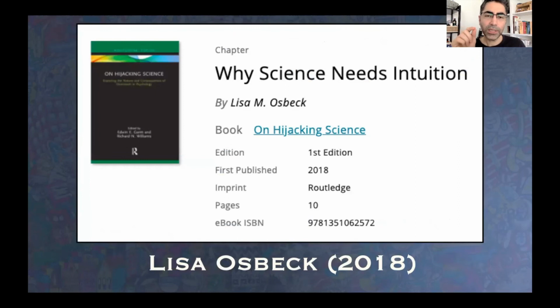A recent book chapter that I read is also non-empirical. It's just a theoretical contribution. It's really good. It's a chapter titled Why Science Needs Intuition. It has a really strong historical dimension, about the history of the treatment of this concept of intuition and how people in the past and people in the present think about the relationship between reason and rationality on the one hand and intuition on the other hand. The author is Professor Lisa Osbeck. It's a chapter in the book on hijacking science, which I might talk about in a future video.